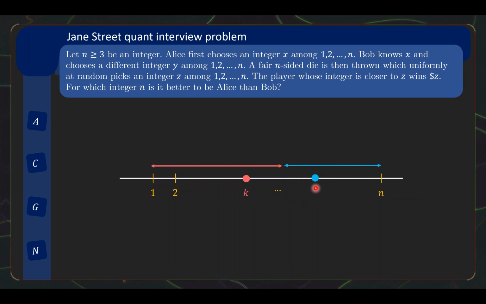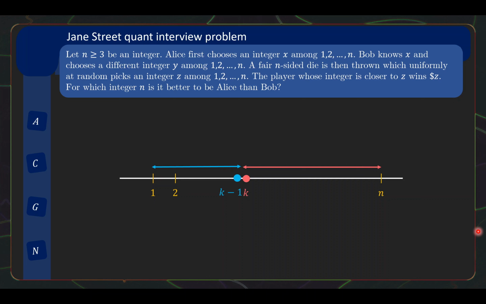So if Bob picks a number like here, then if the die lands on any of these numbers over here, Alice will actually win. But you could have just picked the number right next to Alice's number, and then you will cover all those numbers as well. So it's strictly better to always pick the number just to the right or to the left of Alice's number. So the question is, should Bob pick to the right or to the left of Alice?